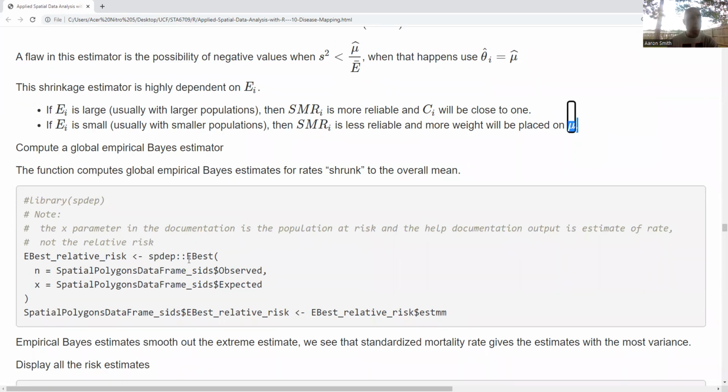Now, to go ahead and do this, we'll use spdep. We're going to use empirical Bayes estimates. Something that's important to notice is that if you read the help documentation, this X is for the population, not the expected number of cases. So the author is going a little bit different than how it was originally written for. The function is actually trying to estimate rate, not relative risk, and we're just retooling it here.